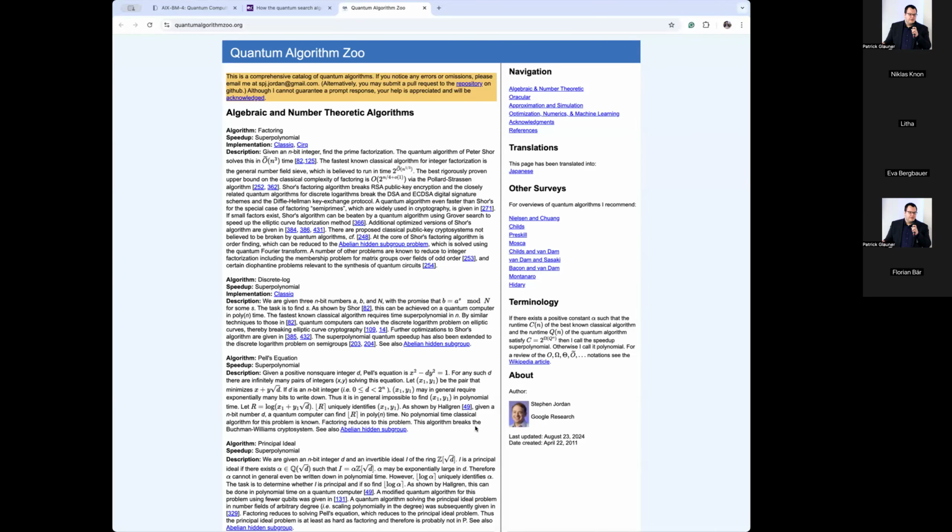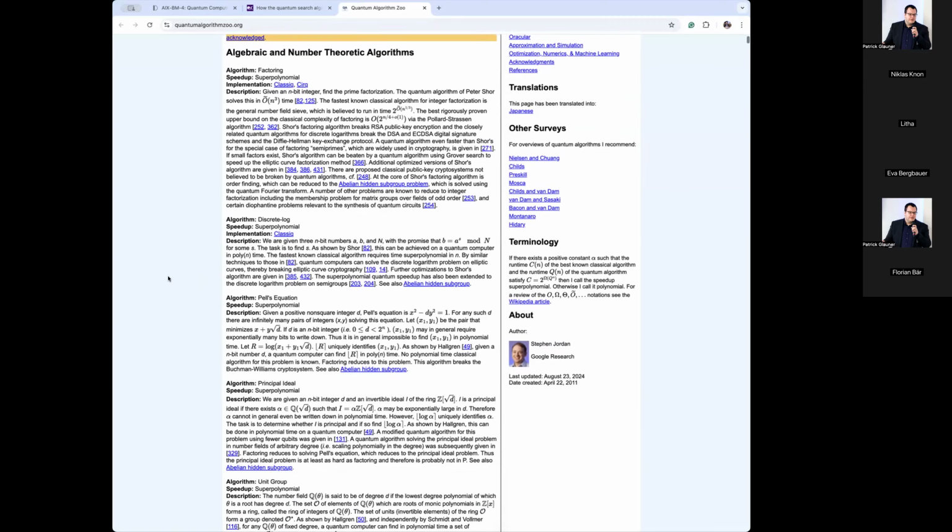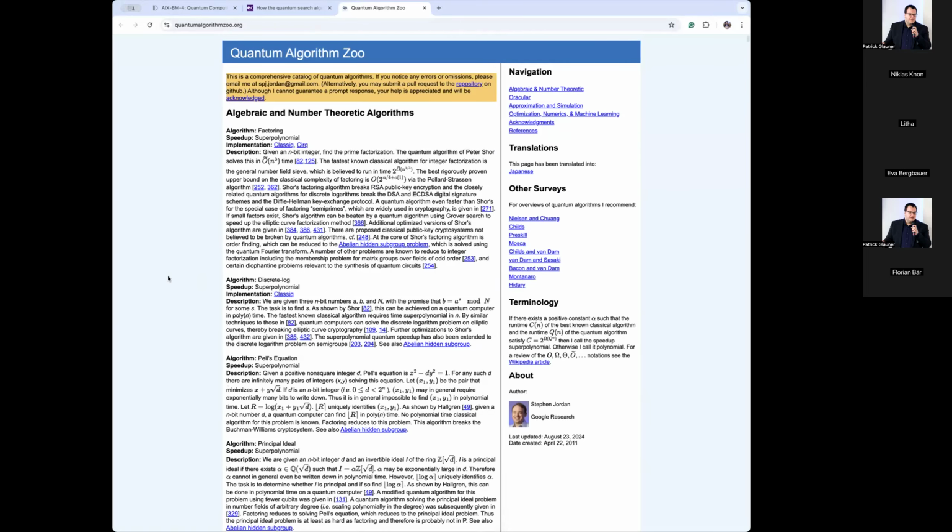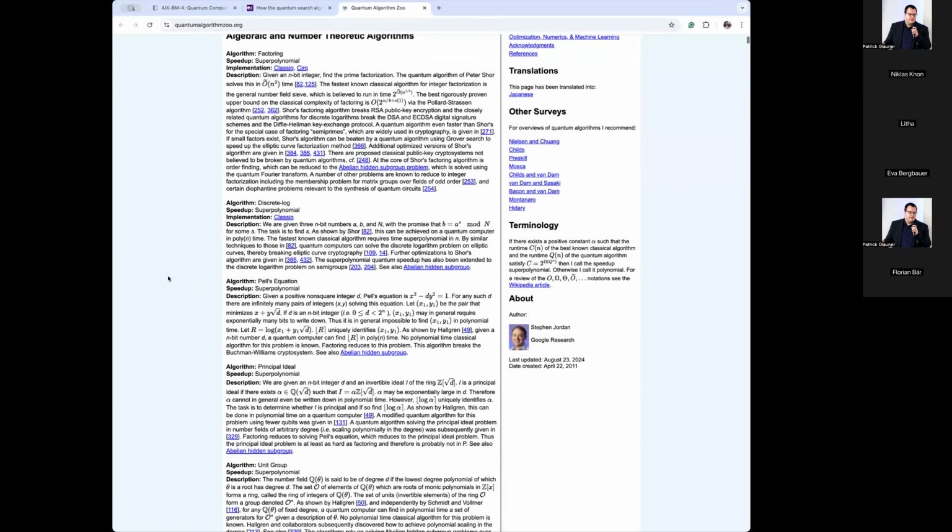So the Quantum Algorithm Zoo is, Scott Aronson claims, a comprehensive list of quantum algorithms that have been published. Sorry, this was not by Scott Aronson, actually someone else, so I was mistaken. I'm sorry about this. It's by Stephen Jordan. And it's a collection of quantum algorithms that have been published throughout the literature. You can look at them. It's a few dozens of algorithms.